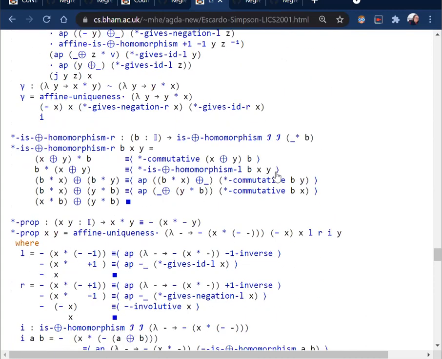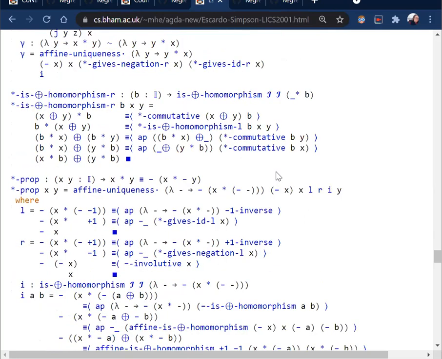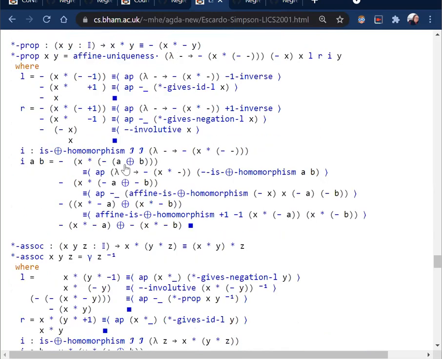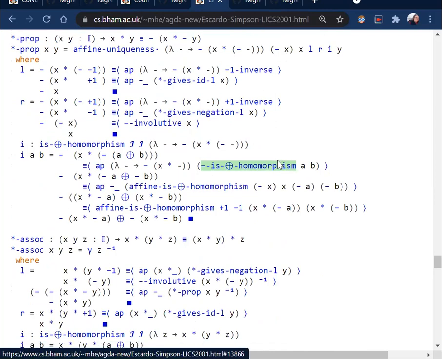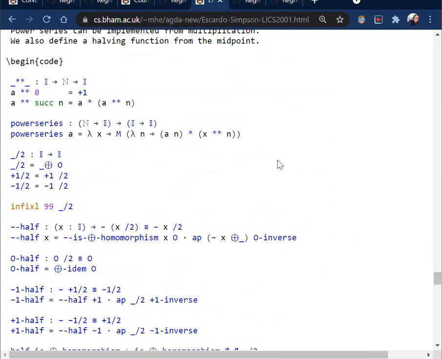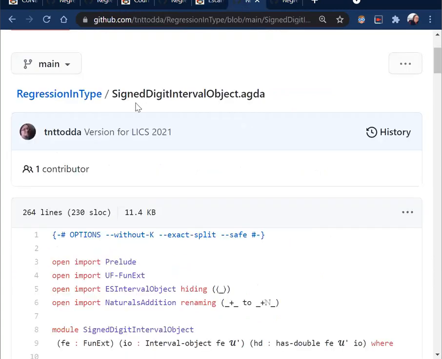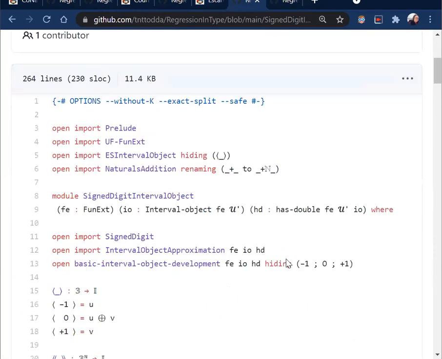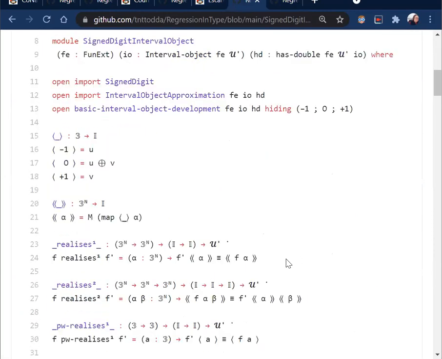And this is based on Martin Escardo's interval object, Martin Escardo and Alex Simpson. And we also get associativity of multiplication. So we get all these proofs of the specification. We've got all this stuff on the representation. And then what we do is we connect these two things. And this is new to this paper. So we connect the signed digit representation to the interval object specification.